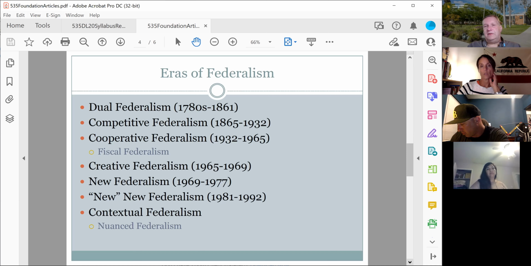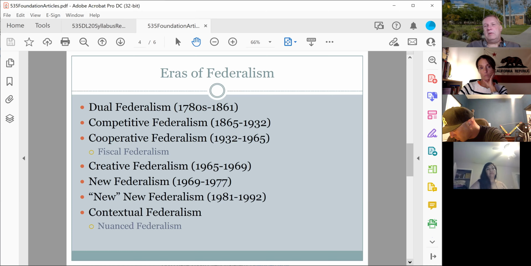And that's from the inception of the country in the 1780s up to the beginning of the Civil War in 1861. Dual federalism is that layer cake approach to federalism. It is that coordinate authority type of model. The two spheres of influence between national and state governments are completely separate from each other. They do not overlap. They usually do not interact. National government has its duties and its sphere of influence. State governments have their sphere of influence.